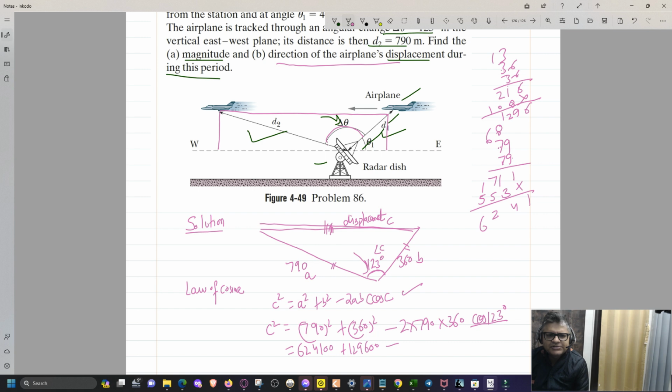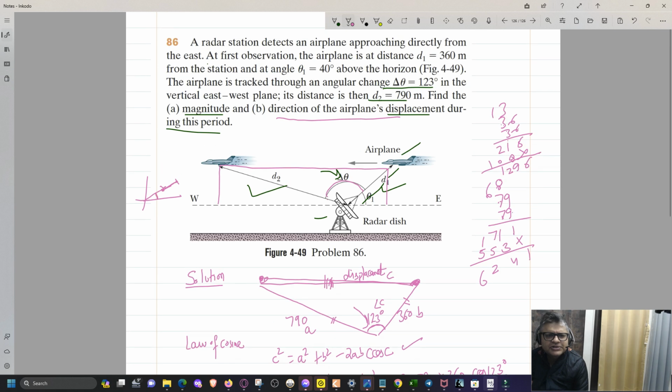The direction of the displacement is the angle of the displacement vector. If you have a body moving from A to B, this is the magnitude of the displacement, but the vector is then measured from the x-axis. So we also need to measure the vector, which we will get as C. What is the angle this makes with the x-axis? So this is D1 and this is D2.